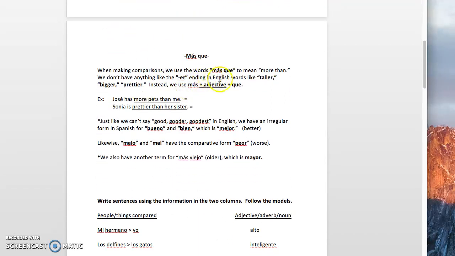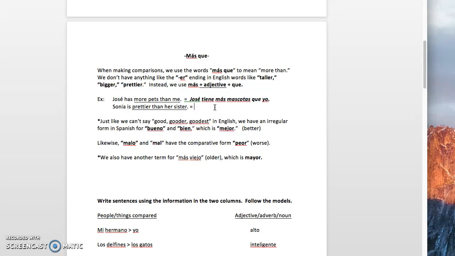When making comparisons, we use the words más que to mean more than, just like it looks like. We don't have anything like the ER ending in English, words like taller, bigger, prettier. Instead, we use más, adjective, que. So, more big than, more pretty than is the structure we're looking at here. So, Jose has more pets than me. Jose, verbo, tiene, more pets than, más, mascotas, que. And actually, even in proper English, we would really say Jose has more pets than I have. So, here we have yo.